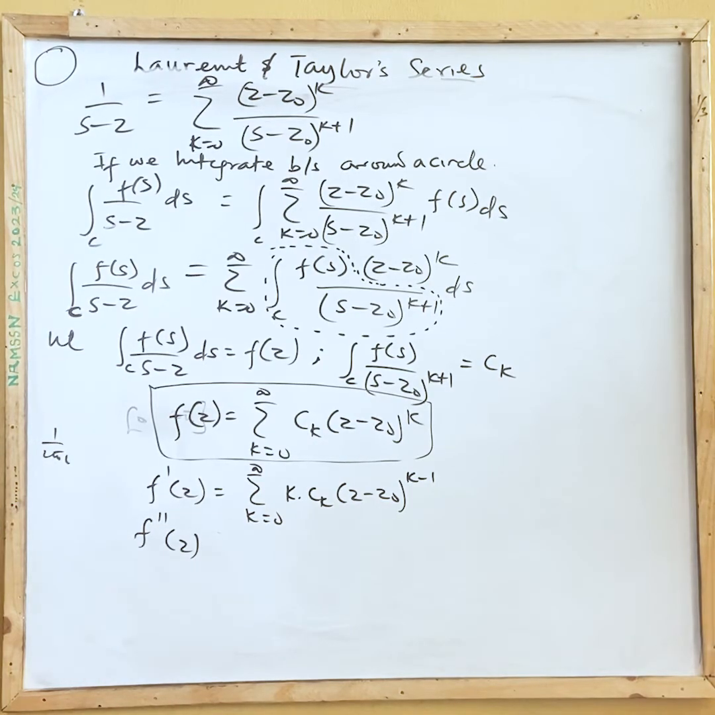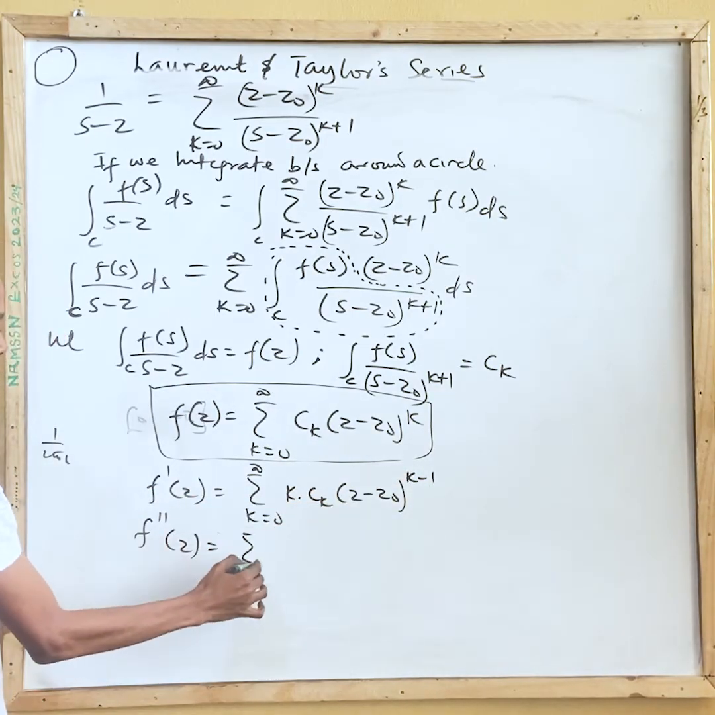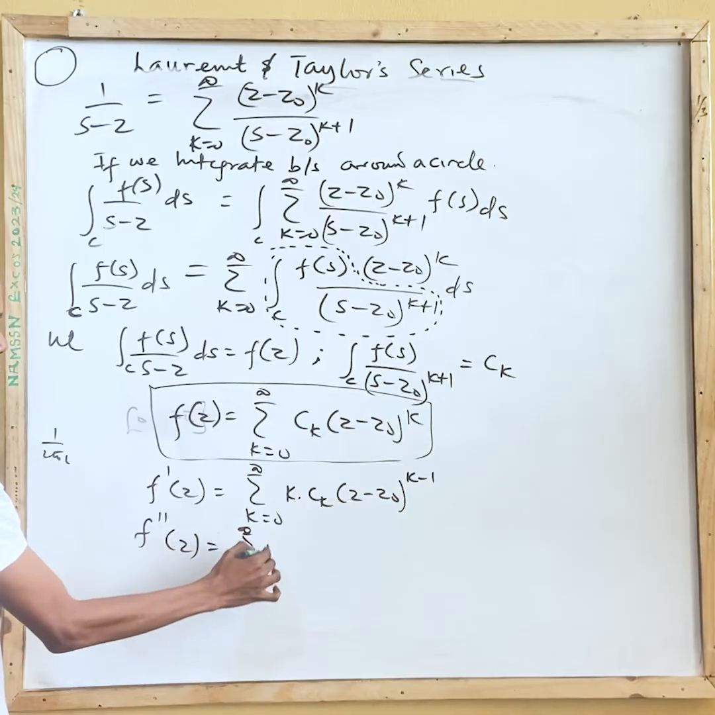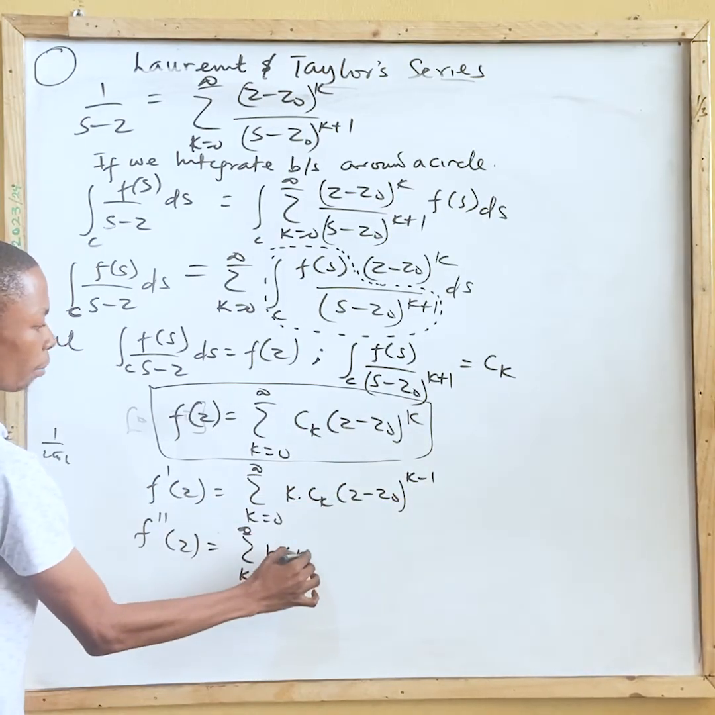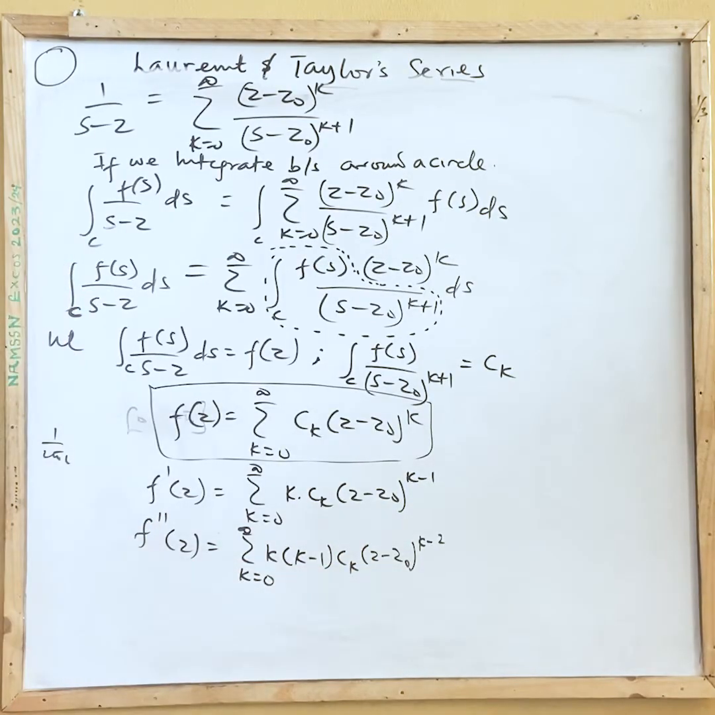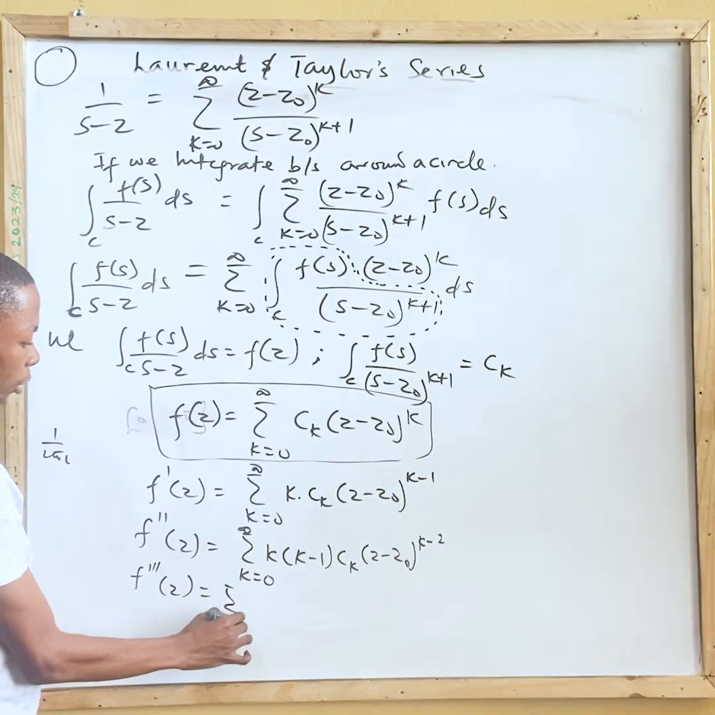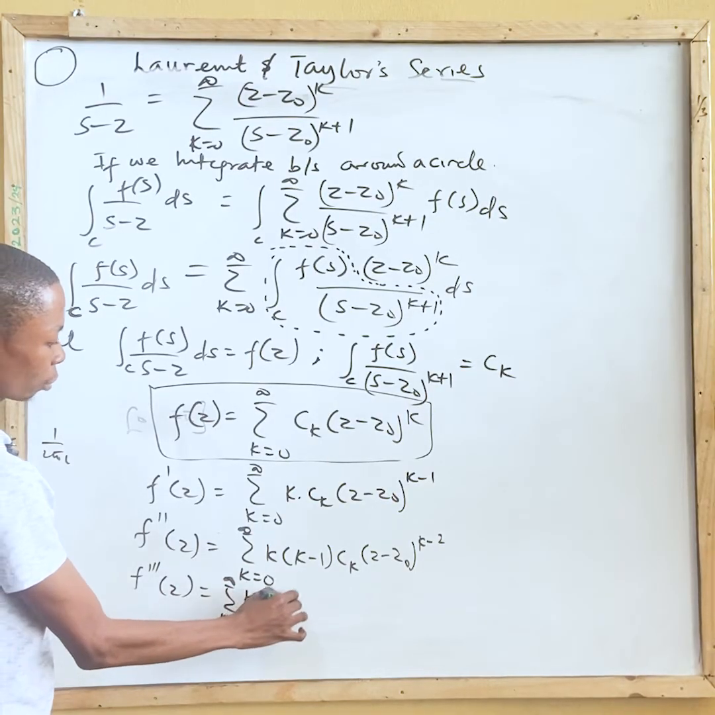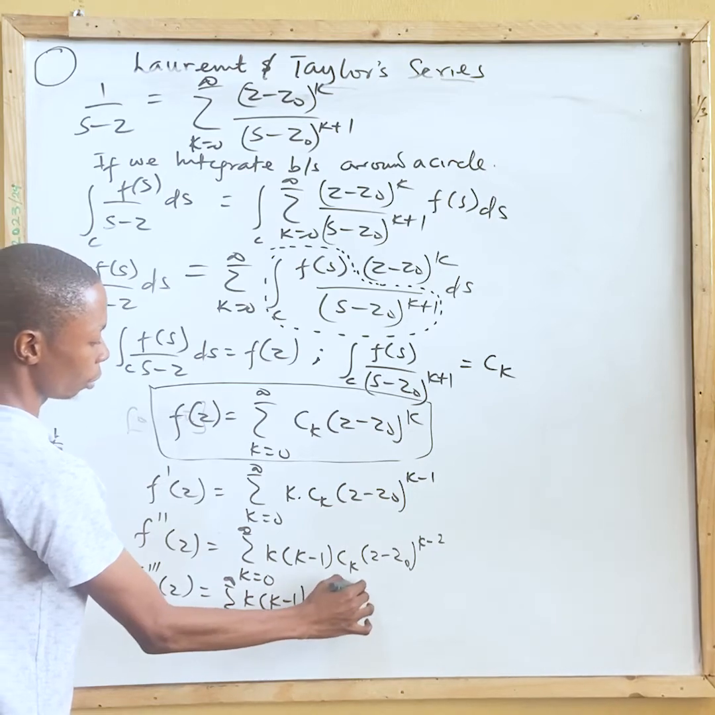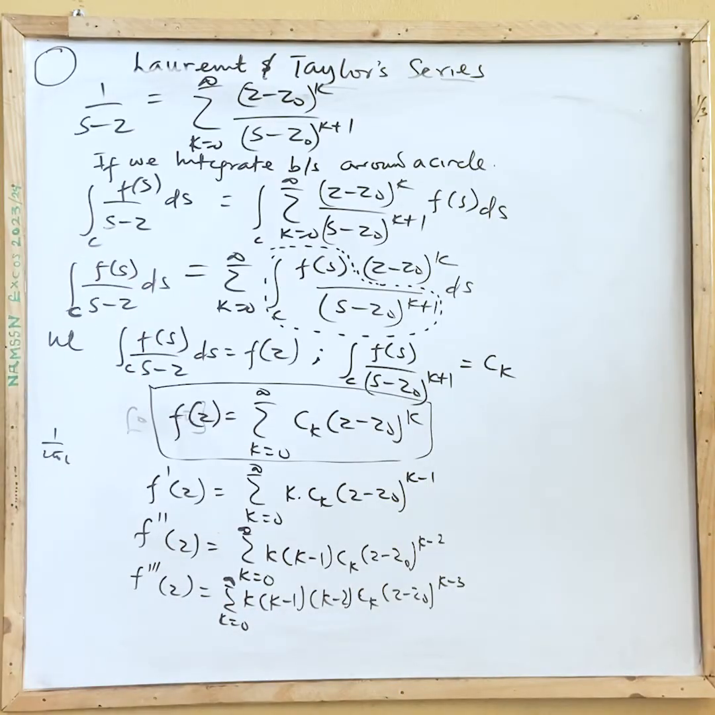So f prime prime of z is obtained by multiplying this one by k minus 1 again. That's the summation, k starts from 0 to infinity, of k times k minus 1 times ck z minus z naught raised to power k minus 2. And if we differentiate again, taking the third derivative with respect to z, that will be the summation, k starts from 0 to infinity, of k times k minus 1 times k minus 2 of ck z minus z naught all raised to power k minus 3. I think with that we've gotten a pattern: k minus 1, k minus 2.